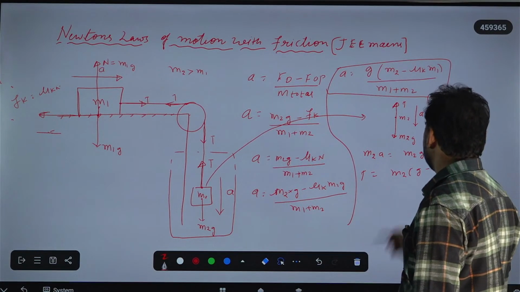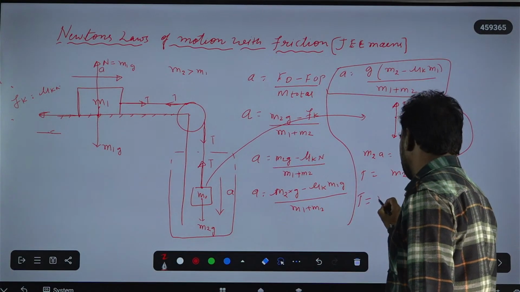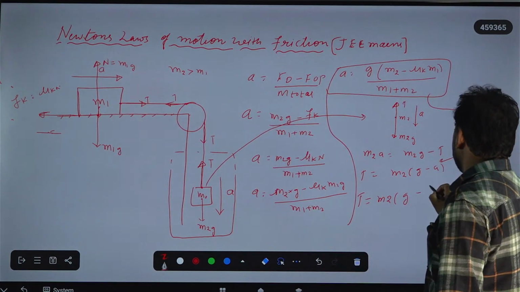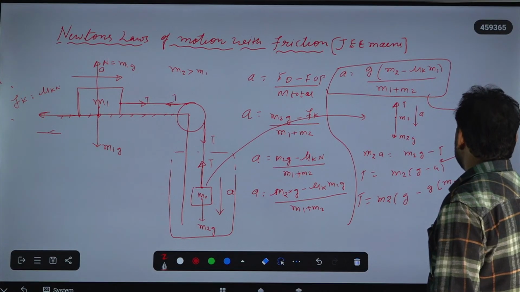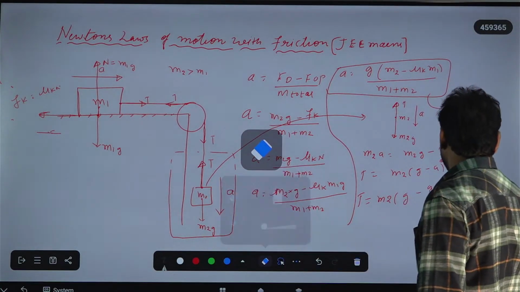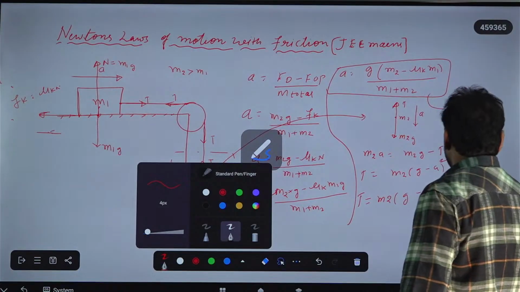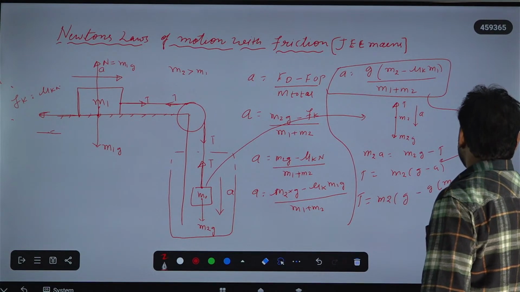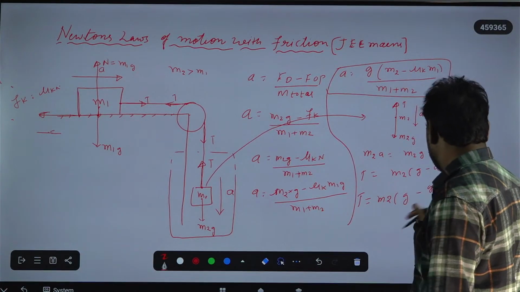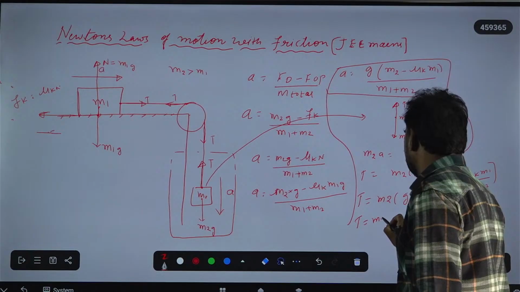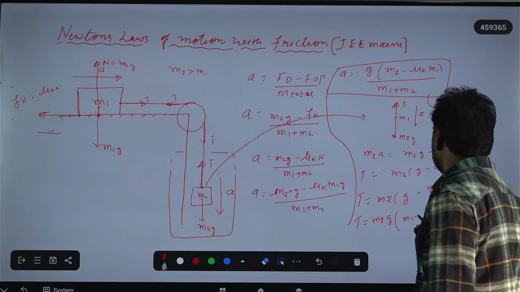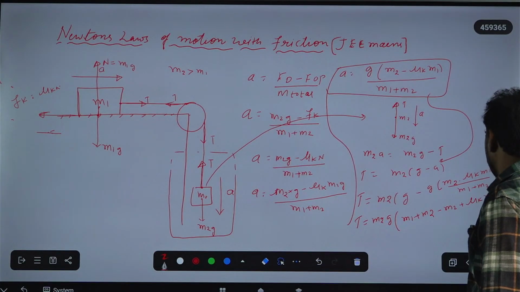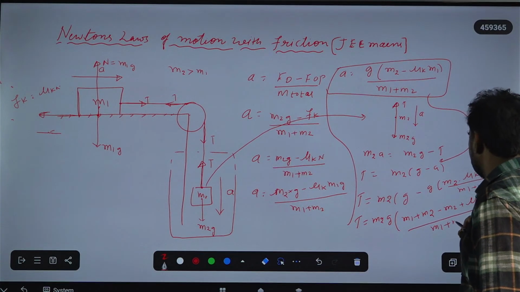Now substitute this a value in this equation, then you will get the tension force. T is equal to m2 into g minus a, where a is g into m2 minus mu k m1 upon m1 plus m2. From these two terms you take g common, that is m2g into m1 plus m2 minus m2 plus mu k m1, upon m1 plus m2.